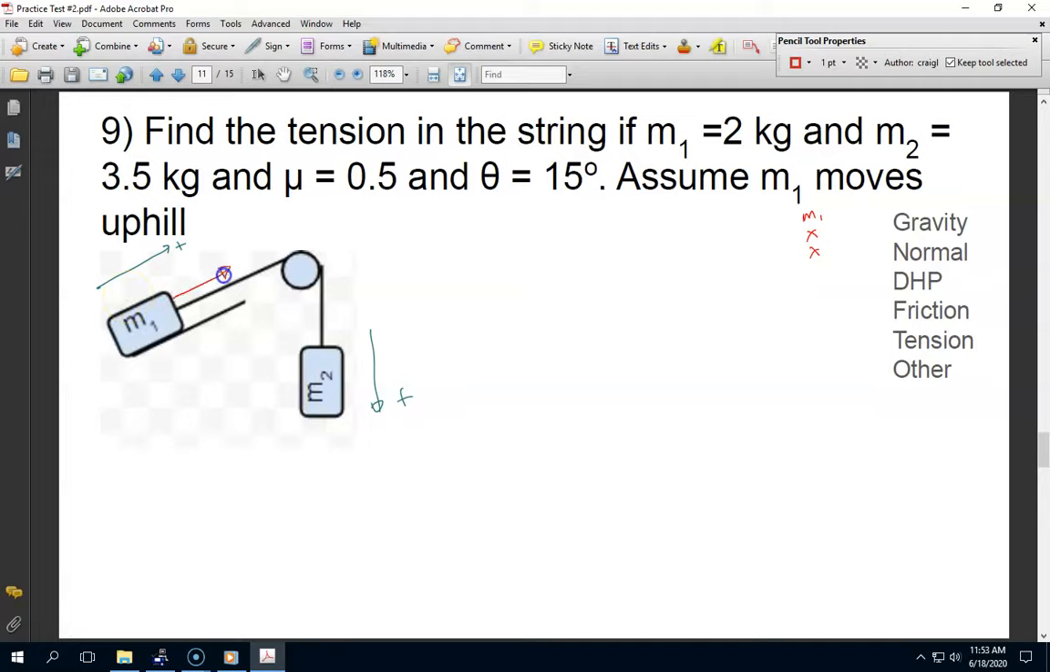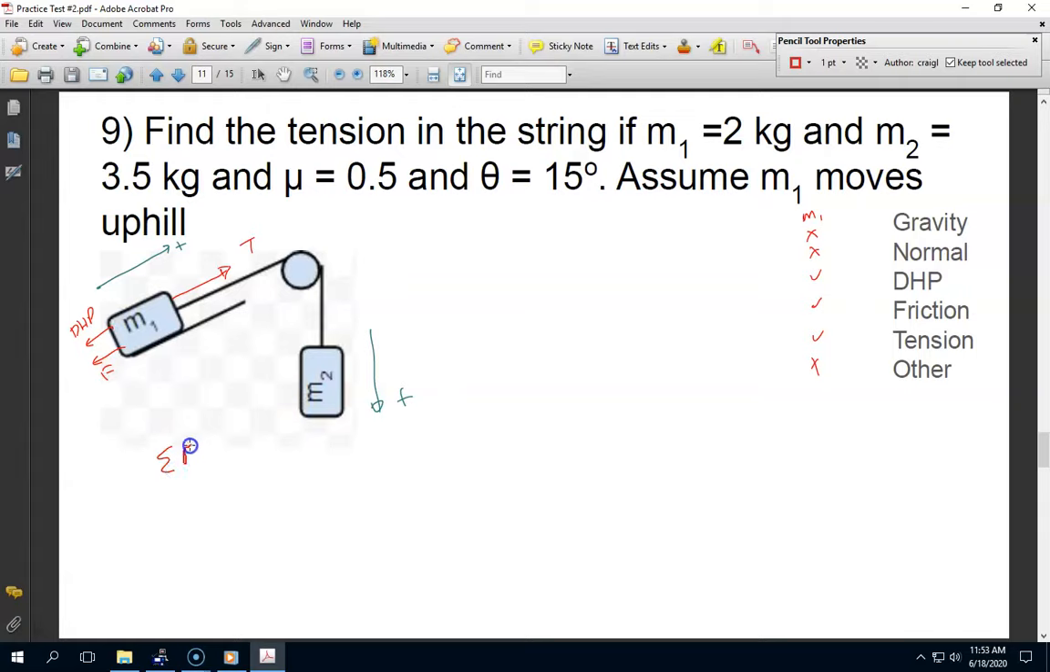And that's going to be the string pulling it uphill, the downhill pull, and I do have friction here, so I need that one. All right. I do have a downhill pull. I do have friction. I do have tension. Nobody's yanking on it, so that's what I got right there.